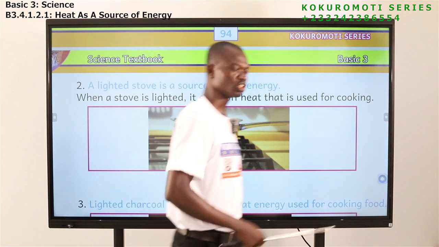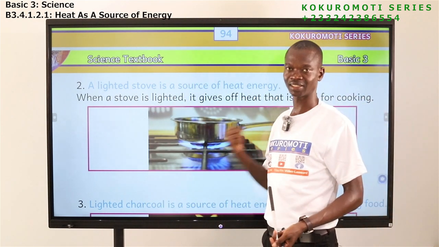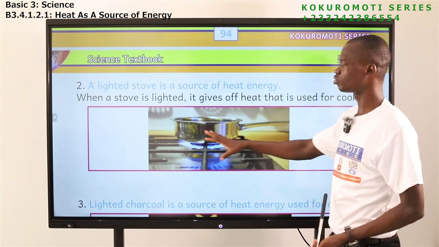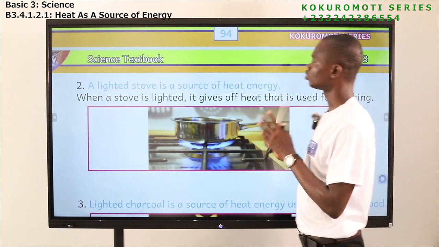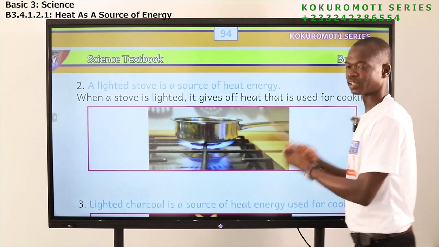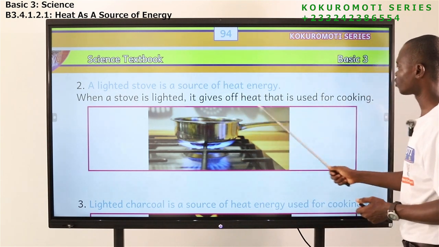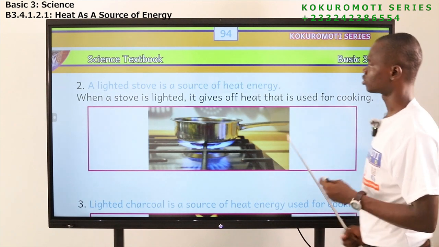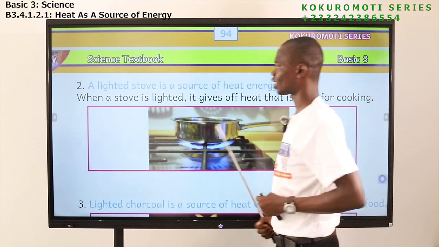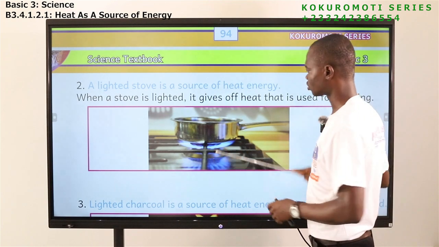2, a lighted stove is a source of heat energy. If you light your stove, after some time you see that it will be producing heat. And that heat is used to cook food and other things. So when a lighted stove is lit, it gives off heat that is used for cooking. So heat energy can be obtained from a lighted stove.